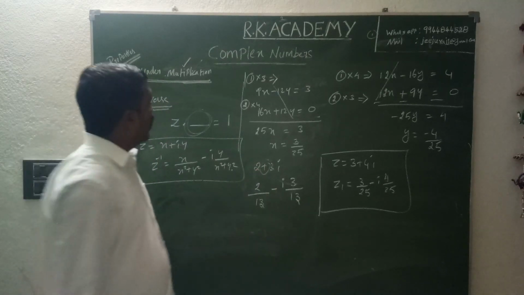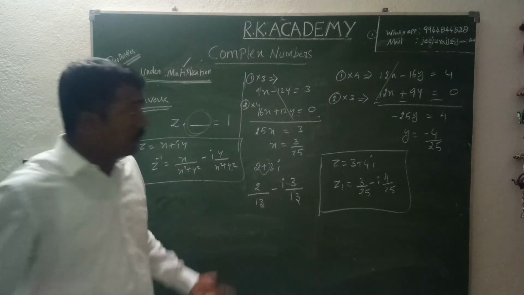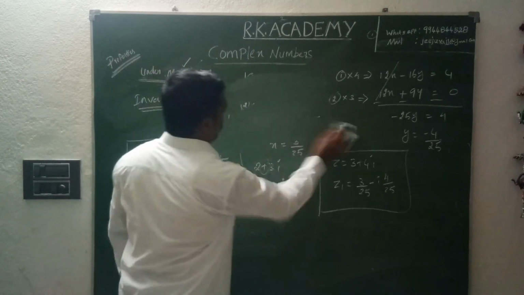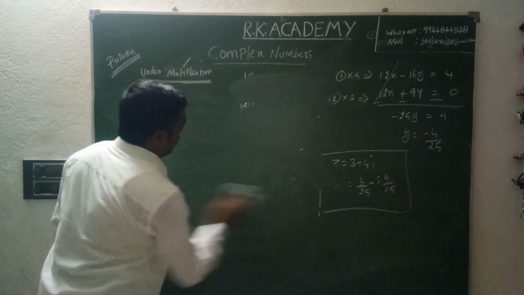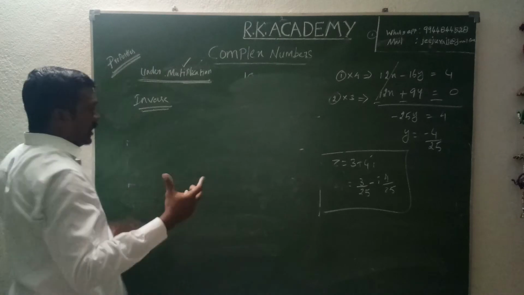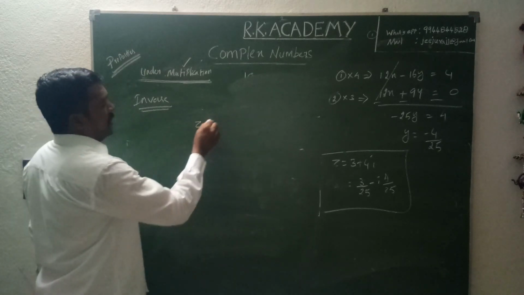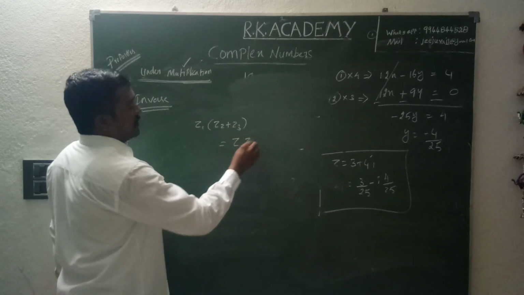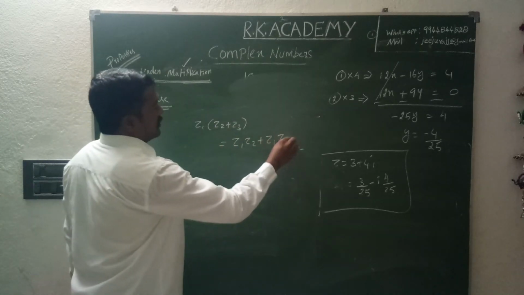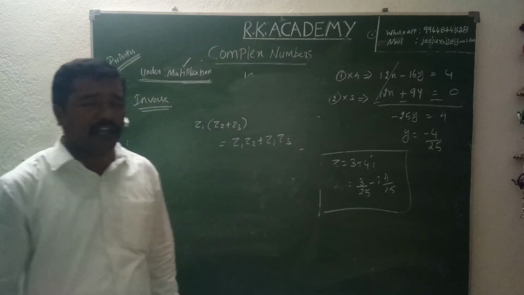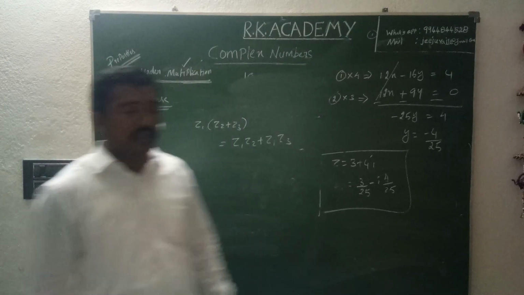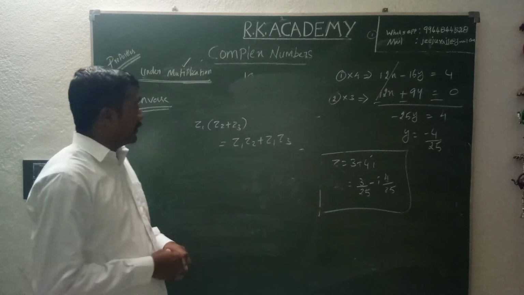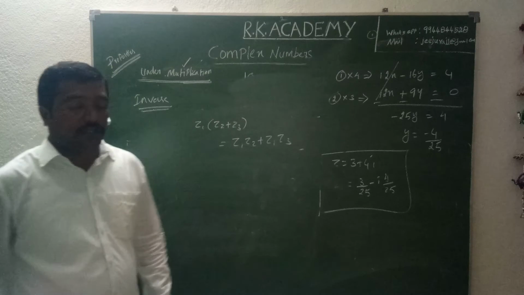Now we completed those properties. One more property is very simple: the distributive property. z1 into (z2 plus z3) can be written as z1 z2 plus z1 z3. We already know the distributive property from lower classes, and it is satisfied by complex numbers also.